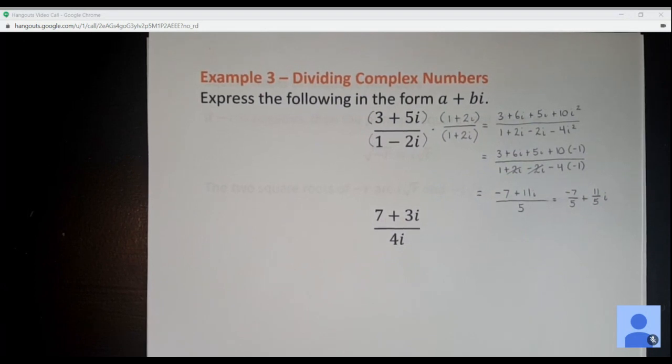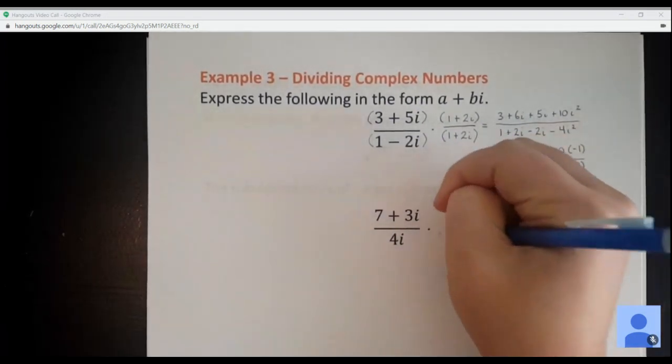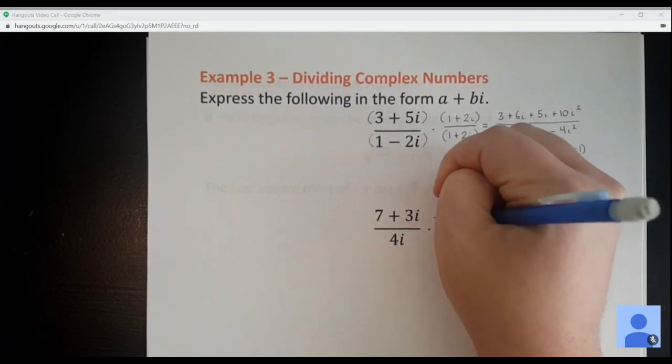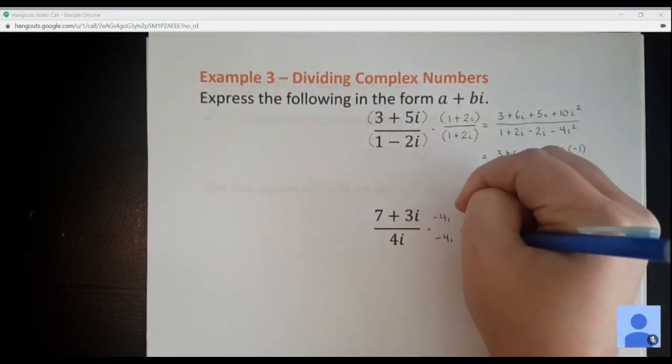Good. Negative 4i, right? Because remember, we said the conjugate should have the opposite sign for the imaginary part, and we're going to keep the real part the same. Since there is no real part, that's just going to stay 0. And if we take the opposite here of 4i, that's just going to be negative 4i. So we're going to multiply top and bottom by negative 4i.